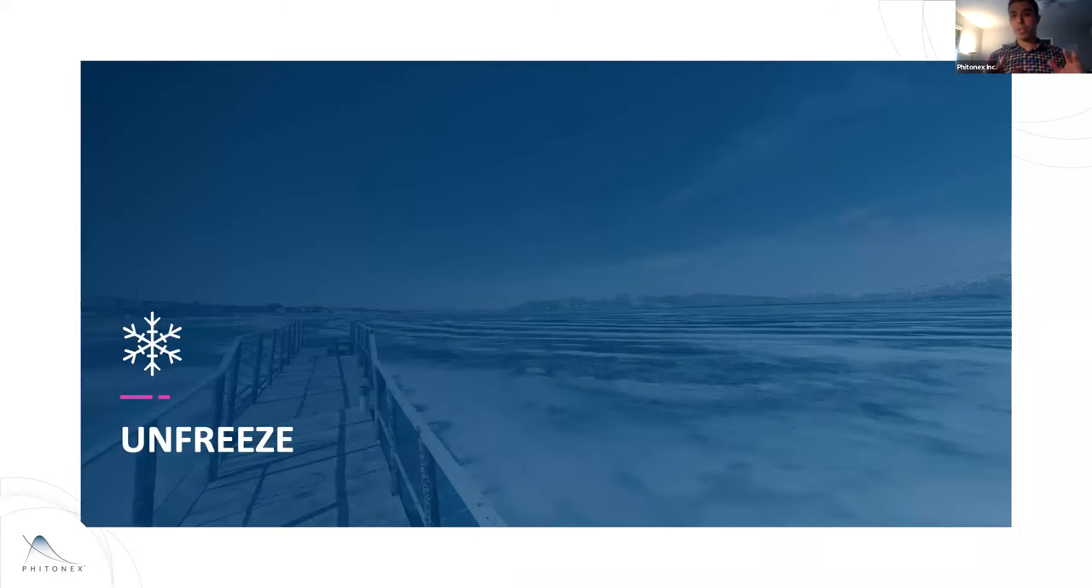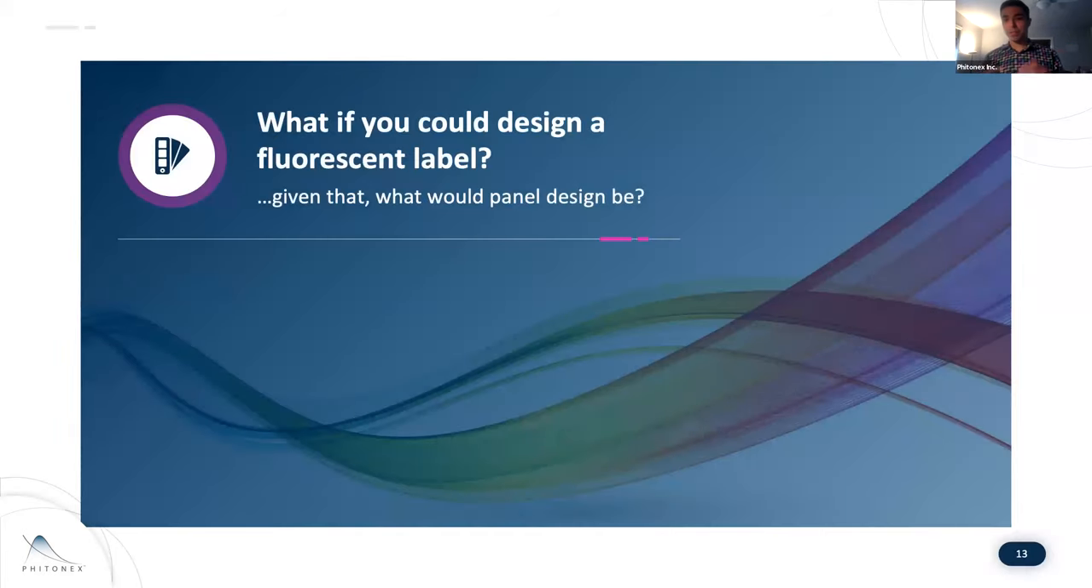So one of the things we'll say is just unfreeze for today the way that we've thought around fluorescence technology, and even the way we think around panel design. And so the second question is really, what if you could design a fluorescent label from scratch, right? Just start over and say, we're not going to start with this base technology. We're going to move to a completely different system. And given that, what would panel design be, right? What would an ideal fluor look like? What would be the implications of that for flow cytometry and panel design?